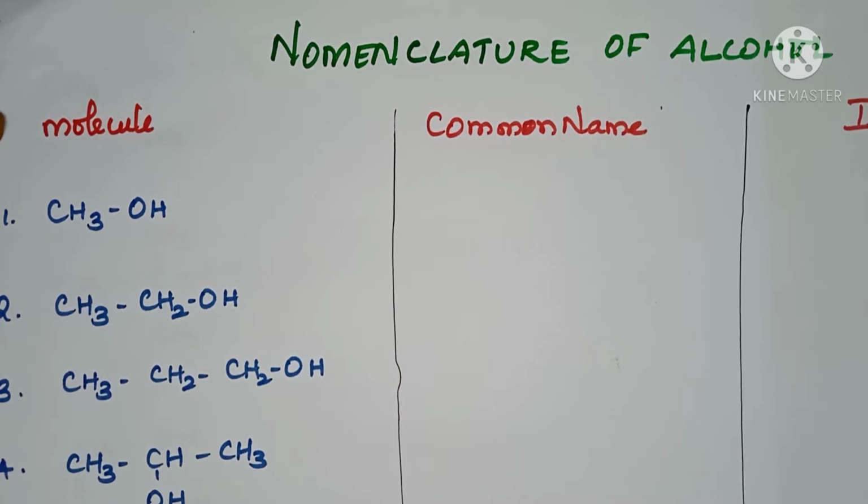For example, 4 carbons means butane, so butyl has to start. Suppose 3 carbons, propane, propyl. You have to change according to the parent chain, functional group, and numbering. These are the 3 points you have to remember. If you remember these, you can write the common name as well as the IUPAC name. Okay, let us go for that.